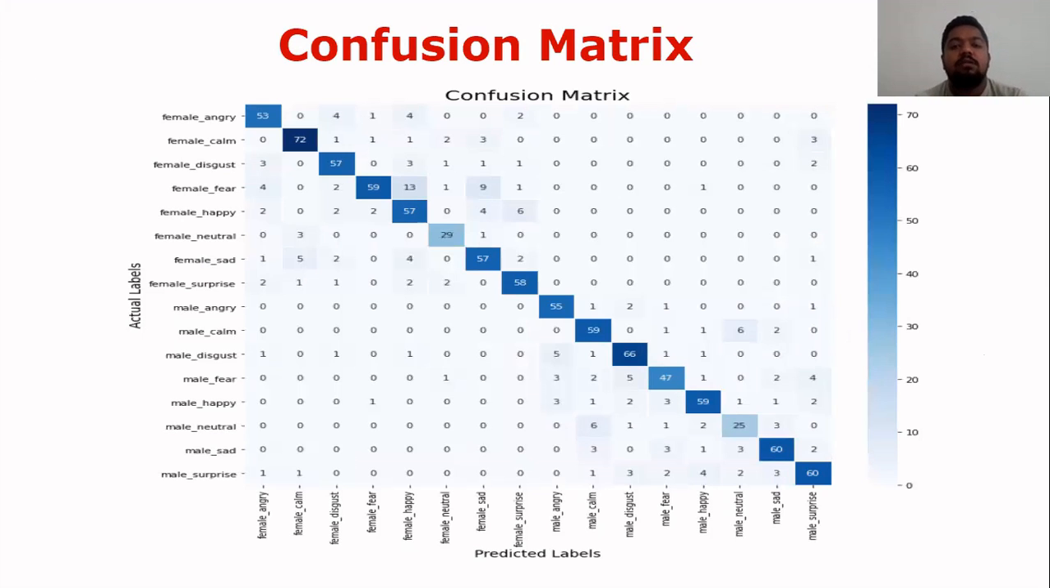Next is the confusion matrix. In the confusion matrix, we have the prediction label on the x-axis and the actual label on the y-axis. As shown in this matrix, we consider that our model works well and our accuracy is much better.